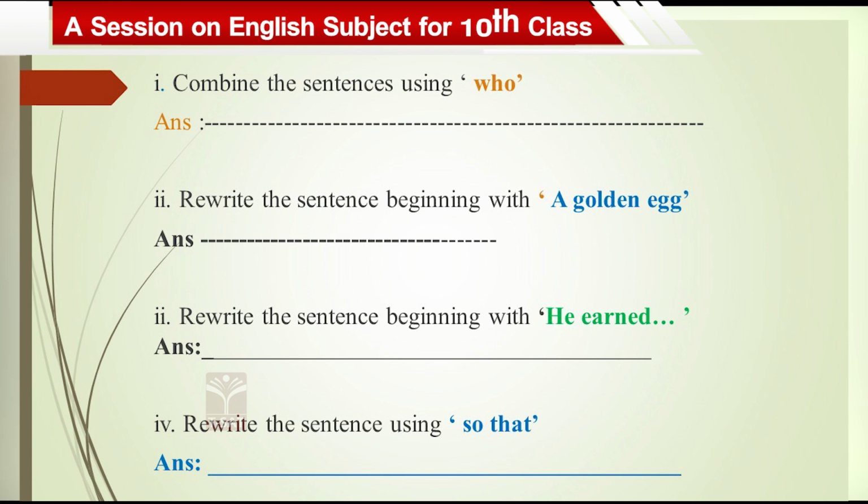So you need to understand this, and then rewrite the sentence beginning with 'a golden egg'. Here he has given 'a golden egg'. We have not asked active voice or passive voice. So you have to understand 'a golden egg'. Whether it's in the past tense, find out which tense, and next find out which helping verb is used, and then you need to complete the other part.